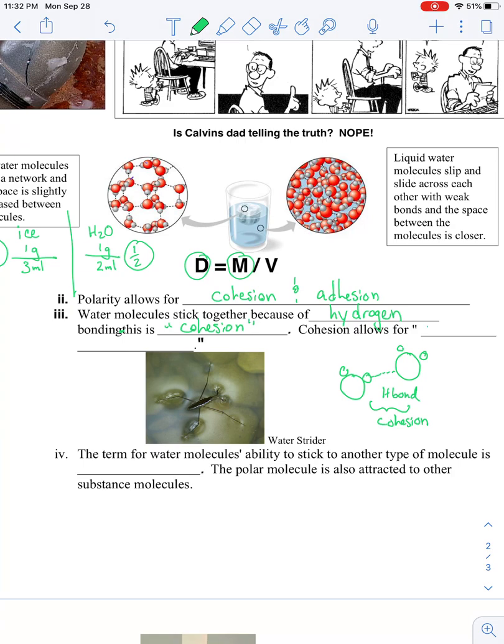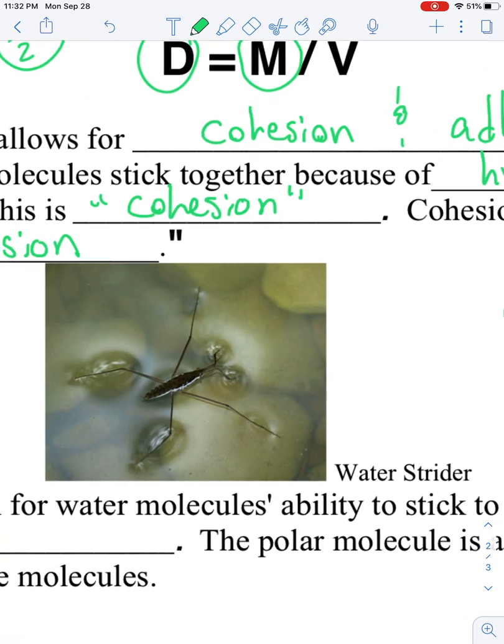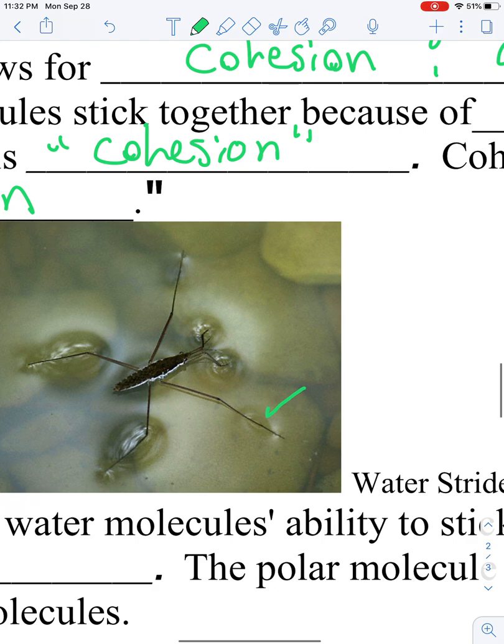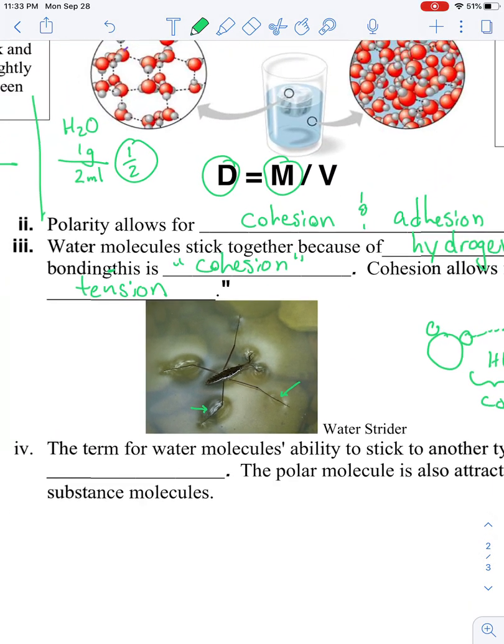And cohesion allows for what's called surface tension. Surface tension is when it looks like water has a skin, even though it doesn't really have a skin. Sometimes organisms like this water strider can actually sit on the surface of the water and not break the surface tension because of the actual structure of their insect legs.